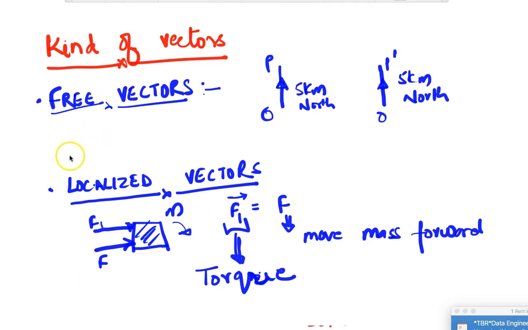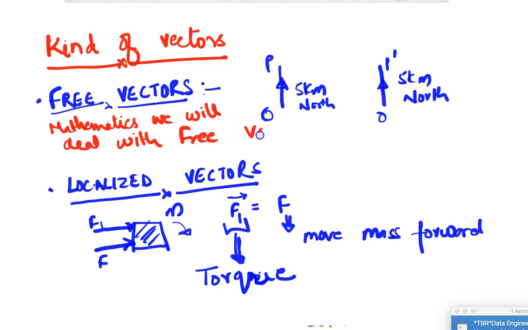In mathematics, we will only deal with free vectors. You will see a lot of concepts of localized vectors when you do physics questions. This concludes our chapter on kinds of vectors.